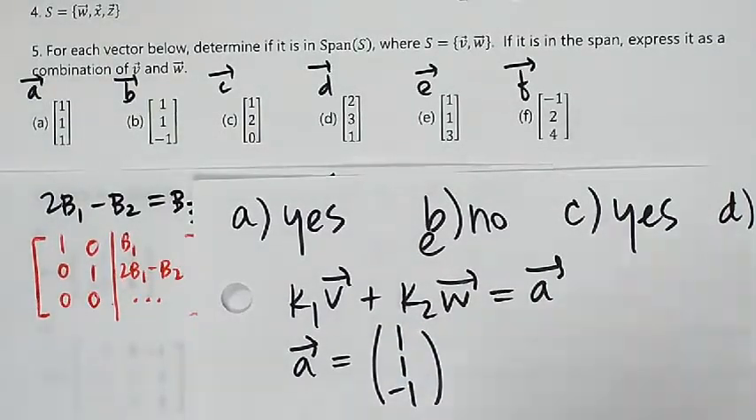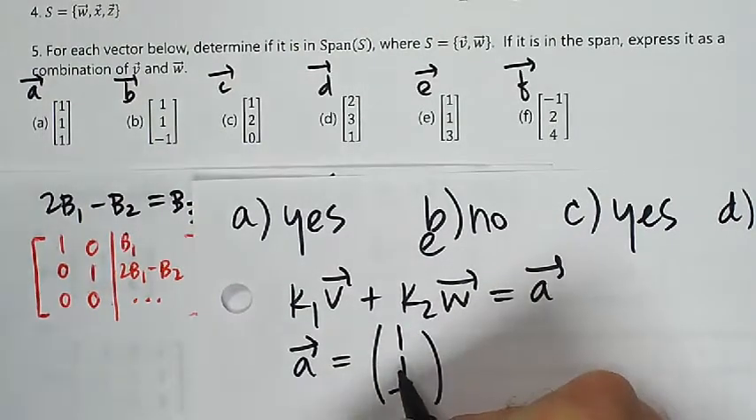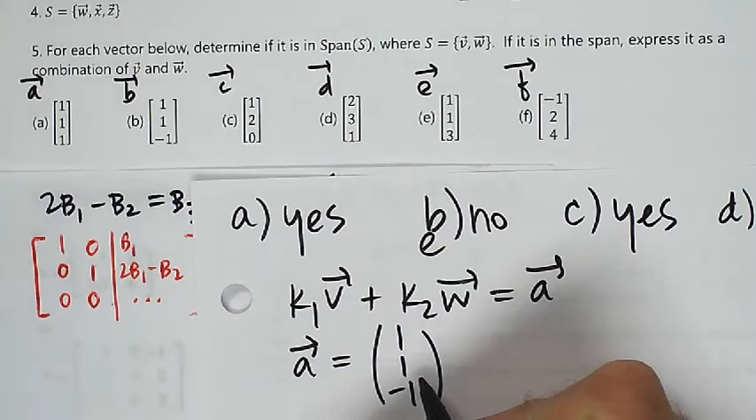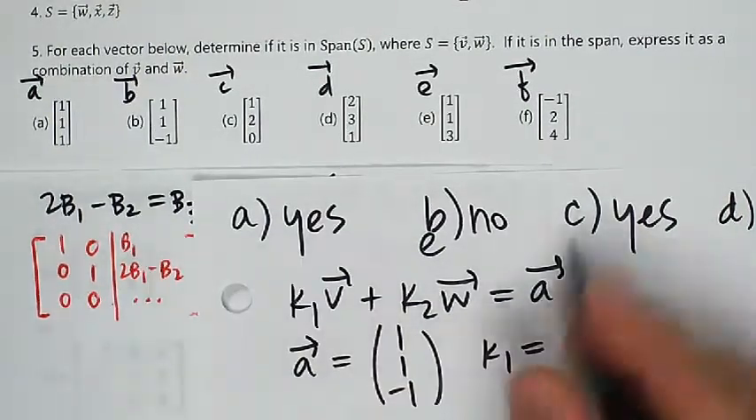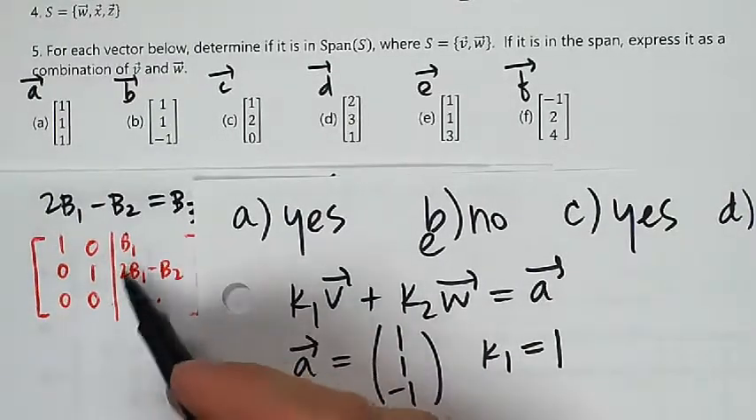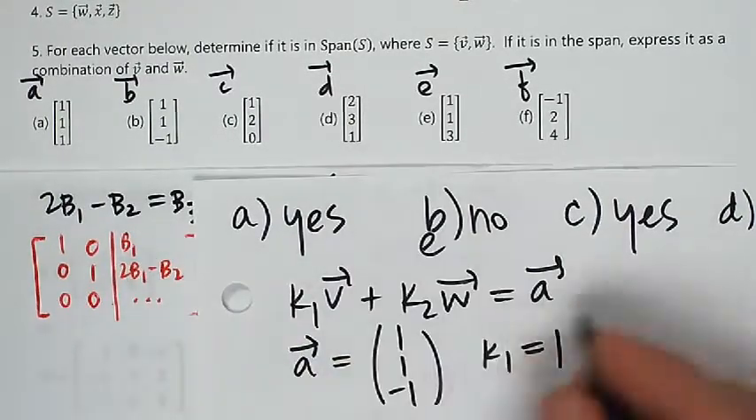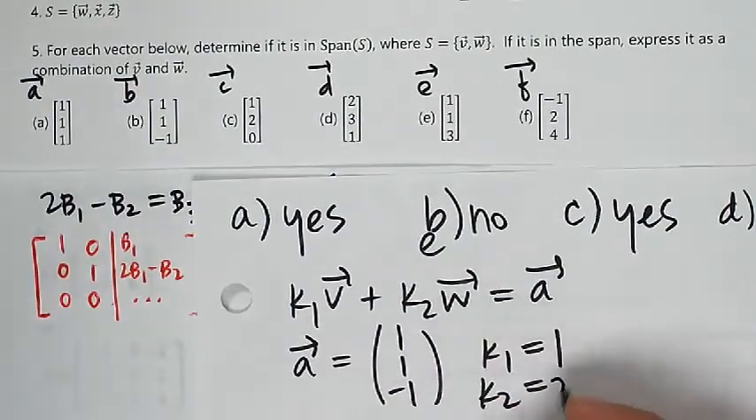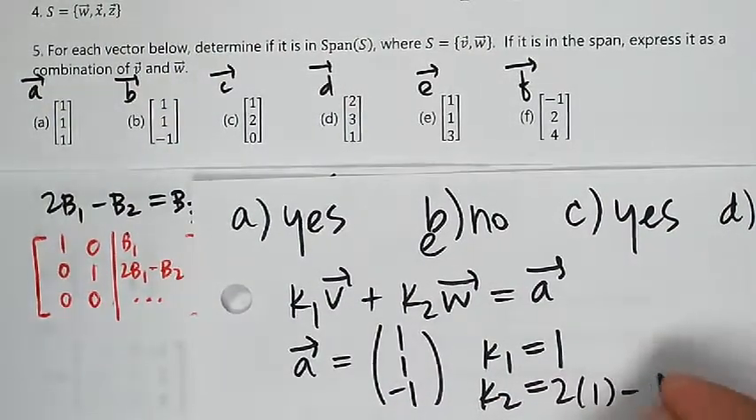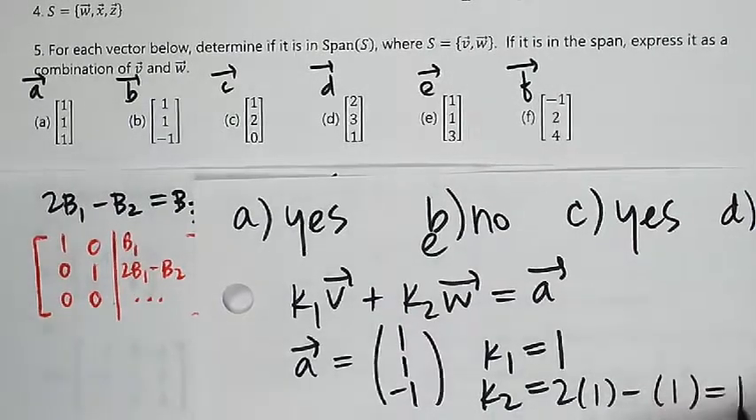Which means that in this situation, B1 equals 1, B2 equals 1, and B3 equals negative 1. So K1 equals B1, that's equal to 1. K2 equals 2B1 minus B2, which is 1. Okay, so that's 2 minus 1, which is 1.